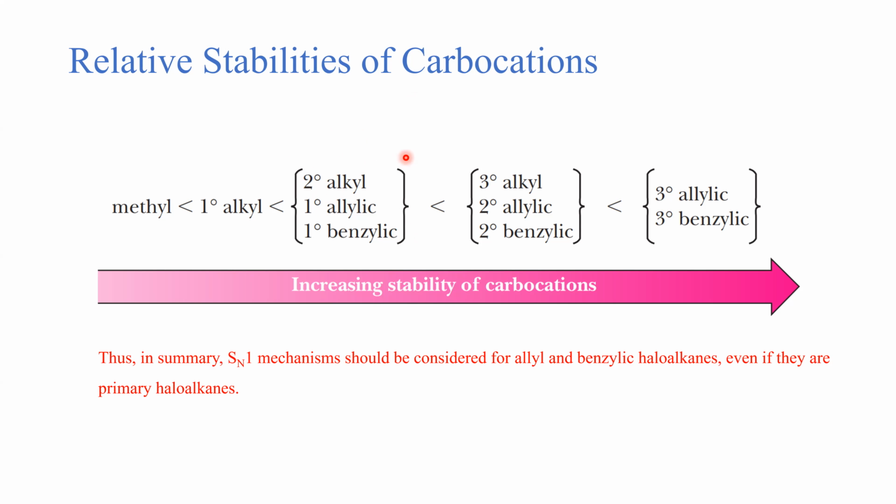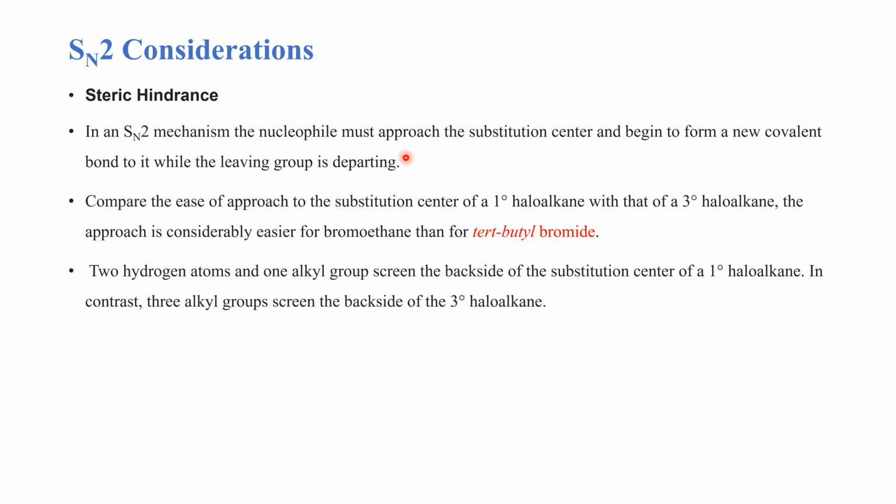depending on what other factors are. What is the leaving group? What is the strength of the nucleophile? What is the solvent, etc.? So you have to keep in mind that if a certain condition is given to you, or you are dealing with allylic and benzylic haloalkanes, they will opt for the SN1 mechanism. Now we'll go to the SN2 considerations.